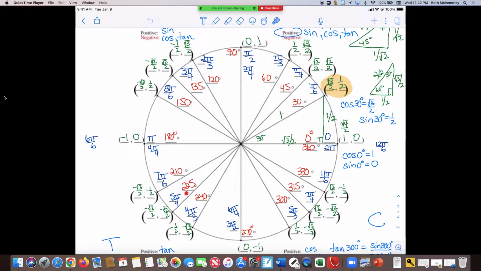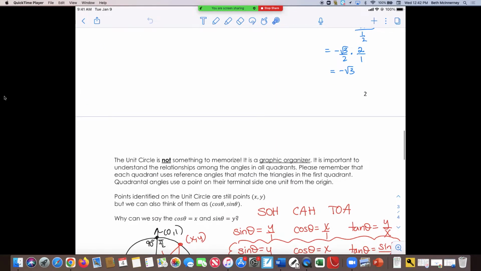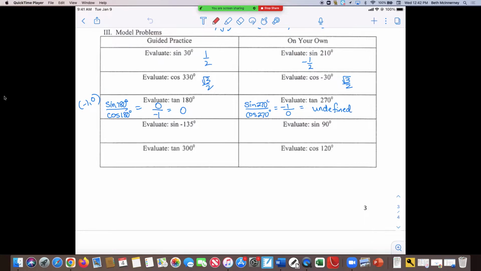And so if I want the sine of negative 135, is that the x or the y coordinate? It's the y coordinate. So that is just negative square root 2 over 2.